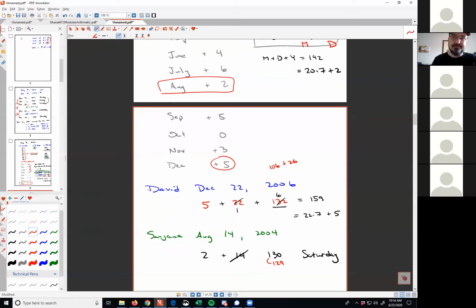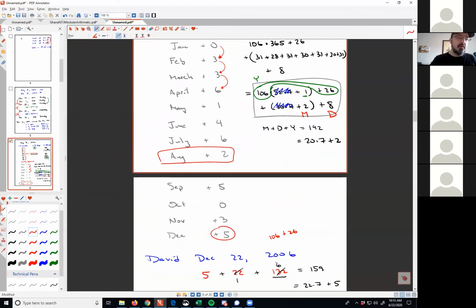Yes. What if she was born on the leap day? On the leap day, instead of 52 weeks and 1 day in that year, we have 52 weeks and 2 days. So we just have to add 1 for each leap year that went by. Okay. So that's why we take the year and add to it 1/4 of that total, round down.